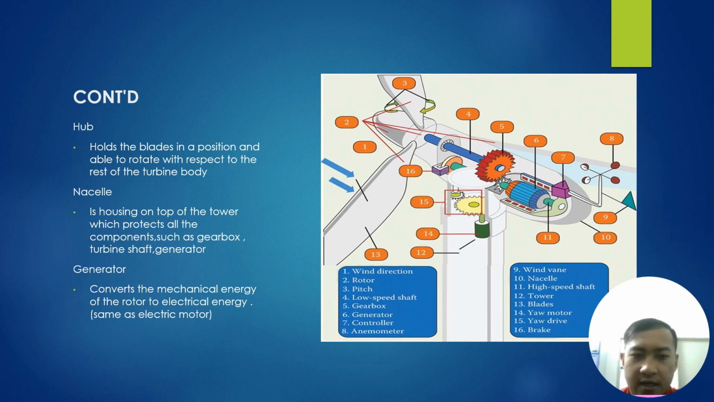The next is the nacelle, a housing on top of the tower which protects all the components such as the gearbox, turbine shaft, and generator. We can see the nacelle is the thing that protects all the components, which are the shaft, the generator, and the gearbox itself.